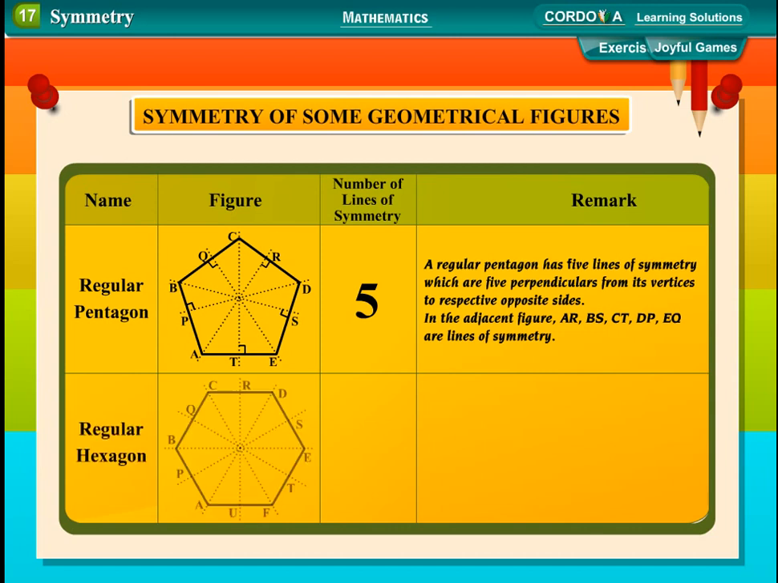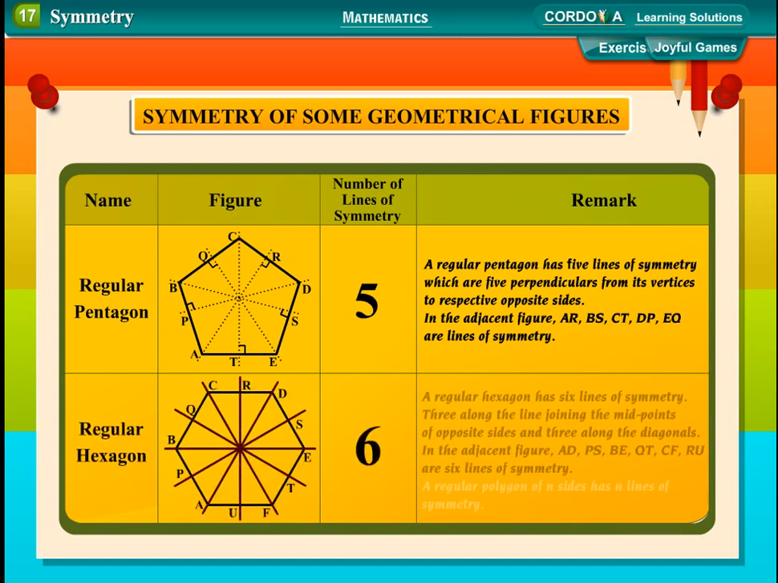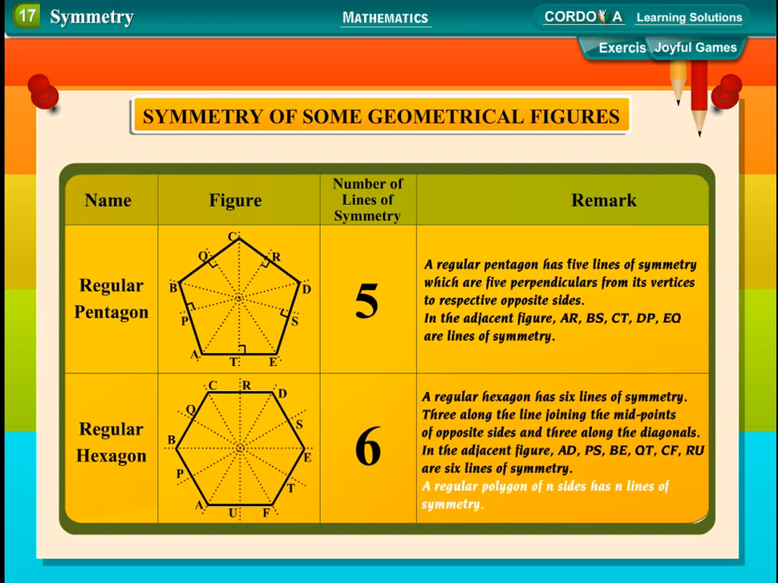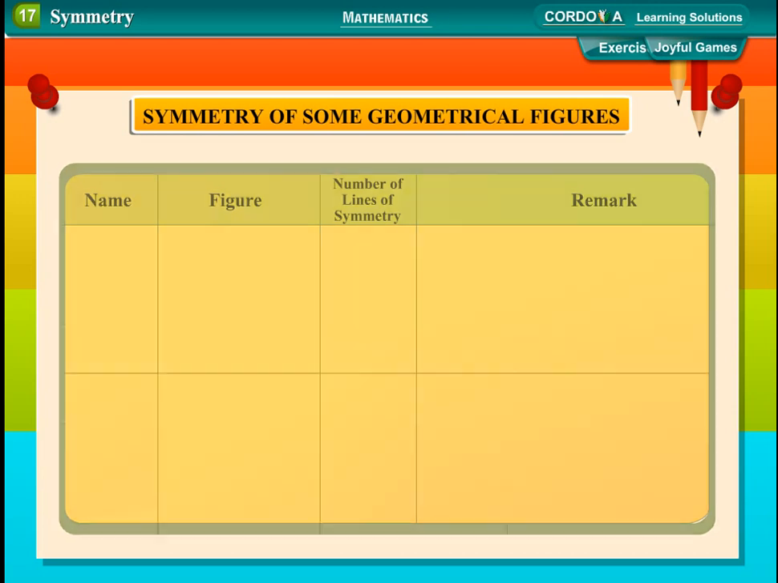Regular hexagon. A regular hexagon has 6 lines of symmetry, 3 along the line joining the midpoints of opposite sides and 3 along the diagonals. In the adjacent figure, AD, PS, BE, QT, CF, RU are 6 lines of symmetry. A regular polygon of n sides has n lines of symmetry.